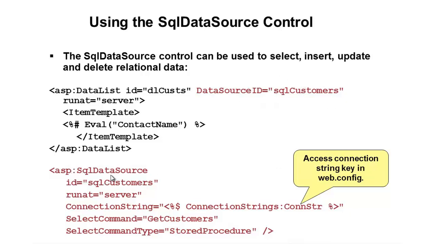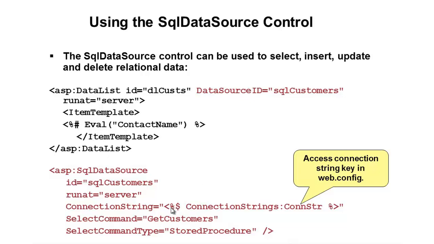We'll come on down to our SQL data source. Now this is a server control, so notice the ID matches first off, SQL Customers. We have run at server. We have what is the connection string to talk to the database, and then what's the command we'd like to execute. So the connection string is actually using a connection strings expression. We talked about data binding expressions, which are the %, which you see one up here, the eval.